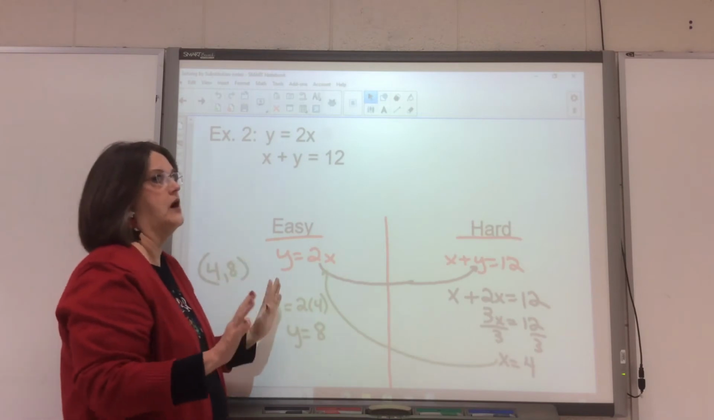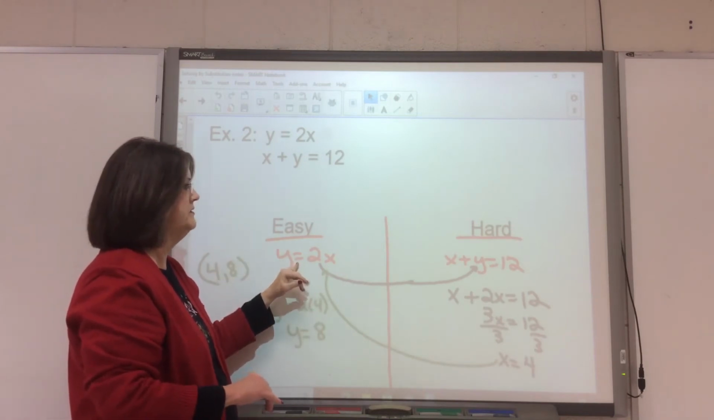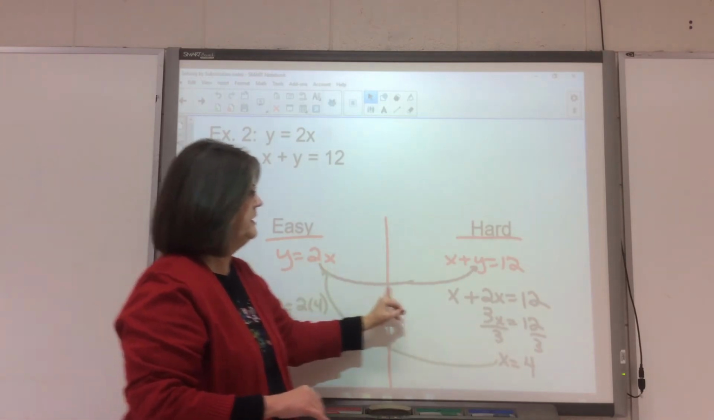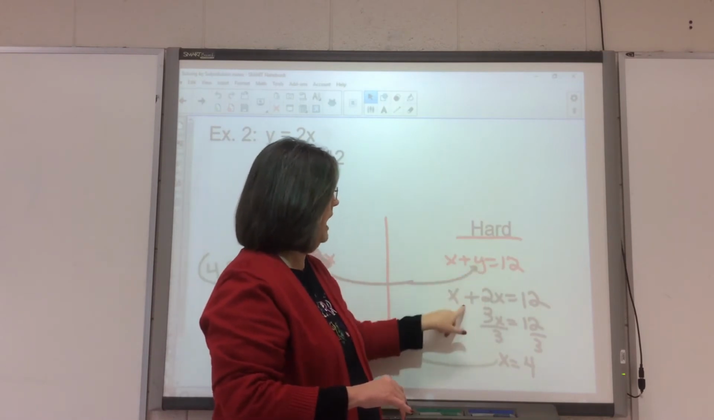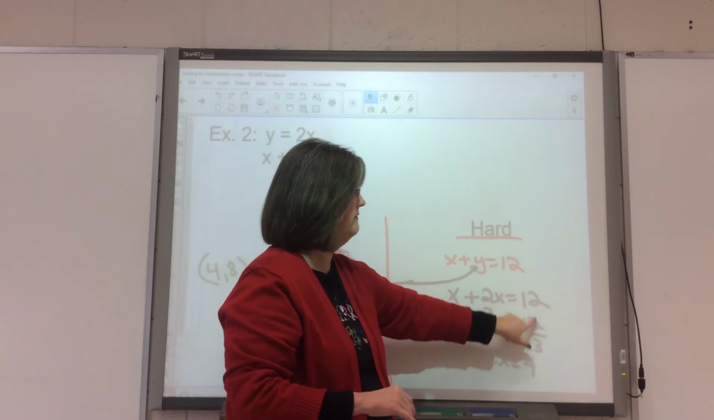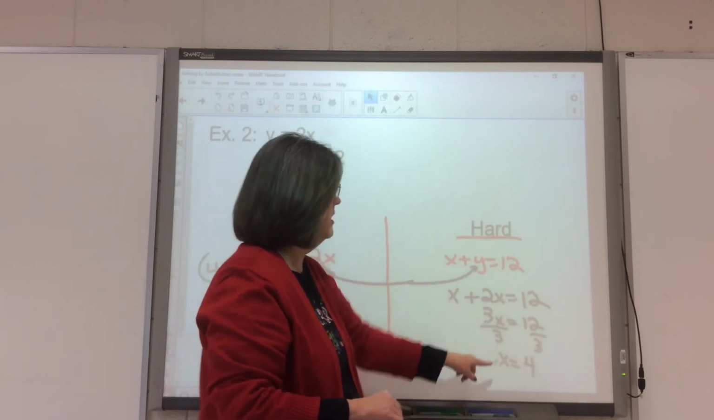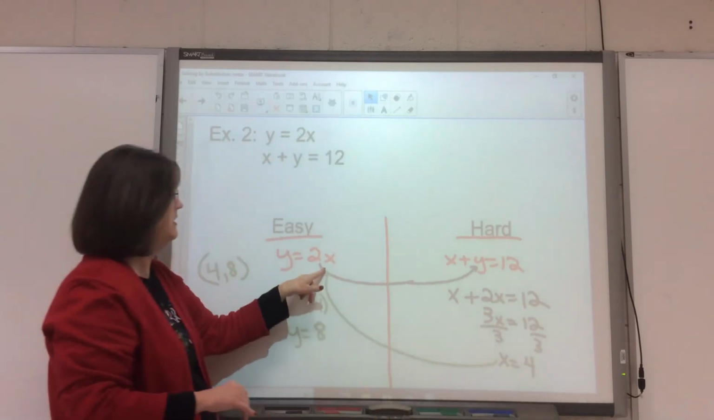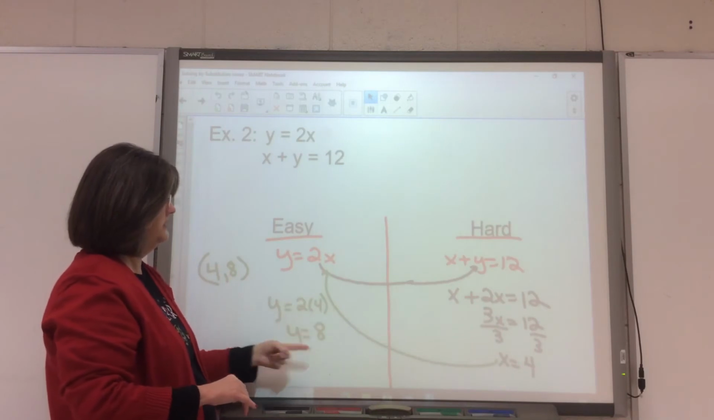We don't have to solve for a variable. It's already solved. So we're going to substitute into this one. And for y, we are writing 2x. So x plus 2x is 3x. Divide by 3, we get 4. Then we substitute back in over here. 2 times 4 is 8.